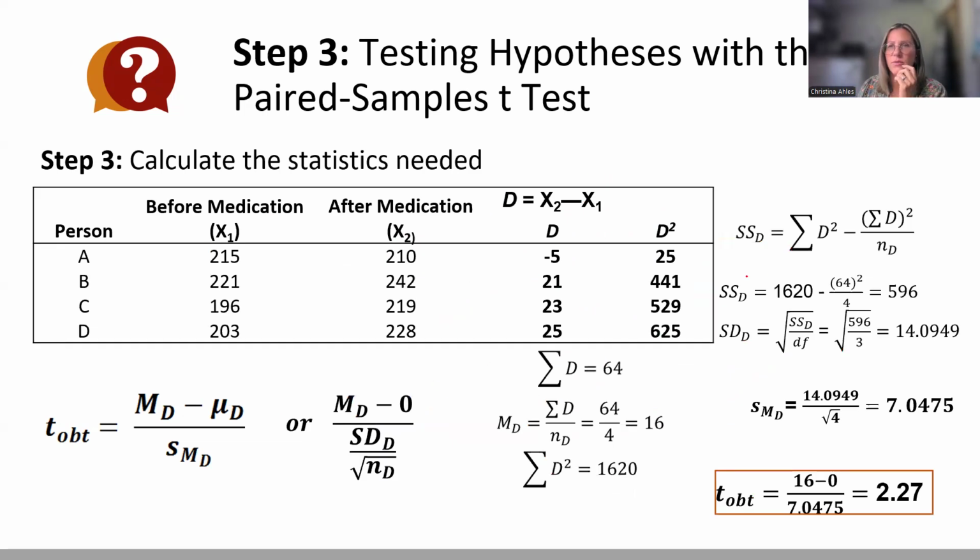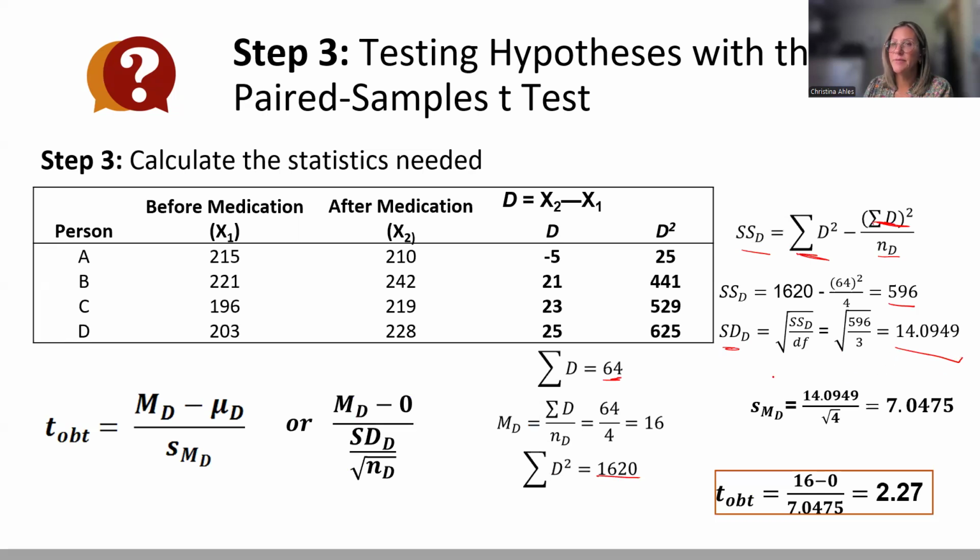So we're going to use the information that we calculated to get that sums of squares of the differences. So the 1620 is going to go right here. Our 64 goes in parentheses. That's the sum of D squared, just the sum of D, but you're going to need to square it. And then our sample size. So our sums of squares of the differences ends up being 596. So we can plug that into our standard deviation equation. That 596 divided by 3, take the square root. Now we have our standard deviation.